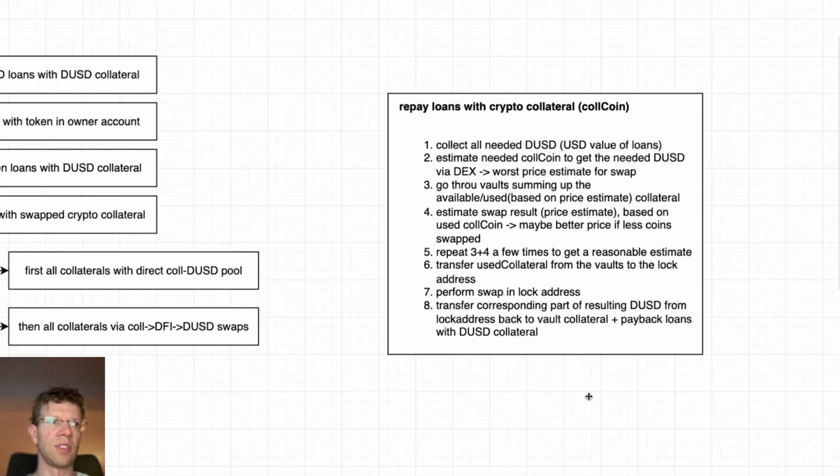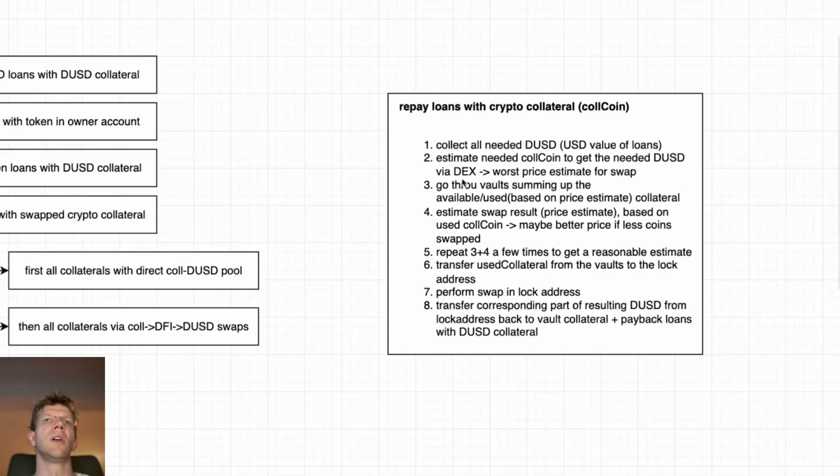So the thing that I came up with is to actually calculate how much collateral is needed overall for all the votes, and then swap all needed collateral at once to DUSD, distribute the DUSD over the votes again, and then use that to burn for the loan. And there are some steps in there that needed solving, so let's go quickly through it and then you understand what I mean.